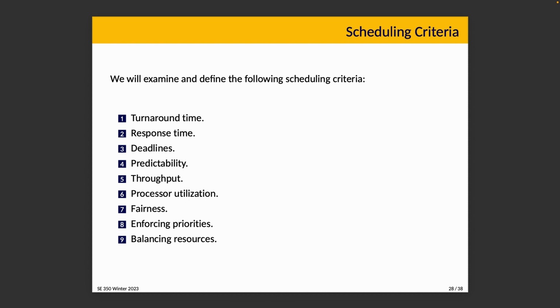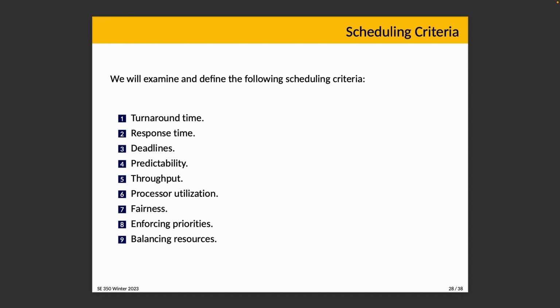Number 4, predictability. It is desirable if a job runs in a fairly consistent amount of time. If a task normally takes X minutes and right now it's taking 2X minutes, then somewhere between that X and 2X, the user might think the process is stuck and might terminate it because users are impatient.